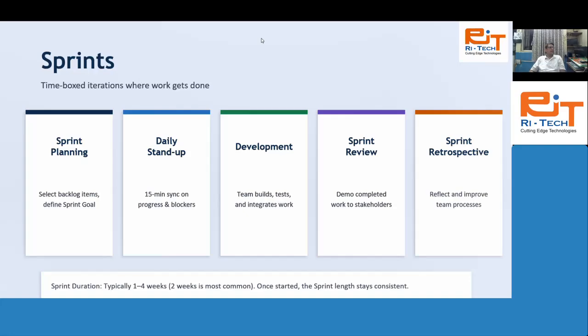So the first step in a sprint is sprint planning: select backlog items, define a sprint goal. Daily stand-up: a 15-minute sync on progress and blockers. So there will be a small meeting every day, the daily stand-up meeting. In sprint planning, we create the backlog items and sprint goals, what they want to achieve. And the daily stand-up covers just: what is the progress and what is the backlog?